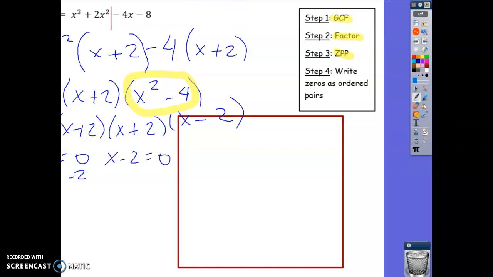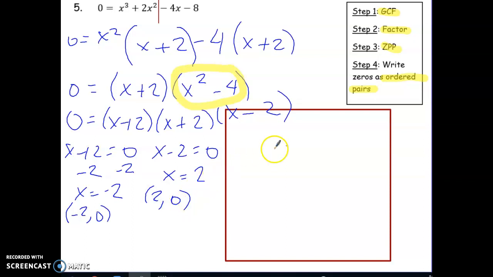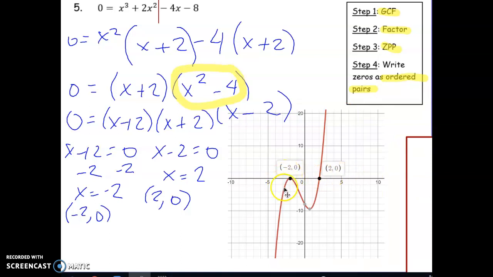Oh, my little box moved. There we go. So x equals negative 2. Add 2 to both sides on this one. X equals positive 2. All right, so now I'm ready to write my answer as an ordered pair. So this first one, the ordered pair is negative 2, 0. And this one, the ordered pair is 2, 0. So remember what we find when we do this is we find our x-intercepts. So here's negative 2, 0, and here's 2, 0.